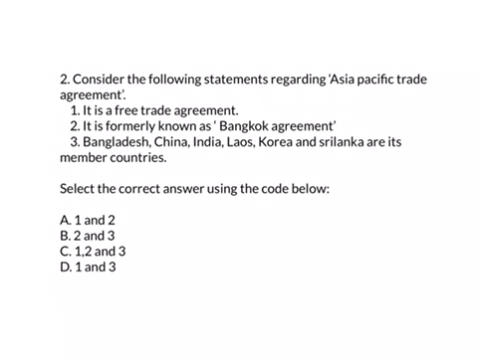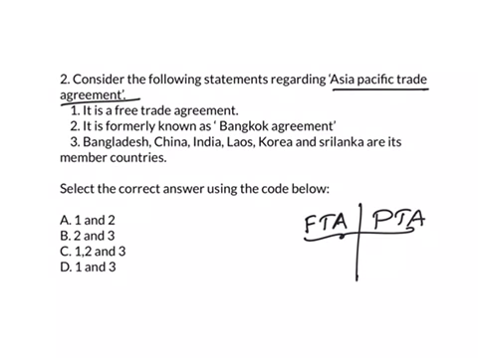The second question is, consider the following statements regarding Asia-Pacific Trade Agreement. The first option is, it is a free trade agreement. Here you have to know the difference between free trade agreement and preferential trade agreement. Mostly these are the same, but in a preferential trade agreement, when compared to a free trade agreement, you have a basket of goods that are listed, and tariffs and non-tariff barriers are reduced only to this listing of items. So since this is a preferential trade agreement, this statement is wrong.